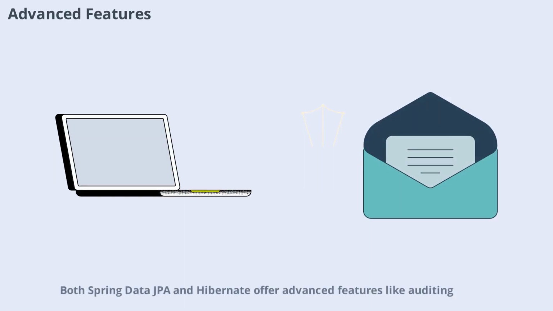Both Spring Data JPA and Hibernate offer advanced features like auditing, dynamic queries, and caching. These can help you build more powerful and efficient applications. Explore these features as your project grows and your requirements become more complex.